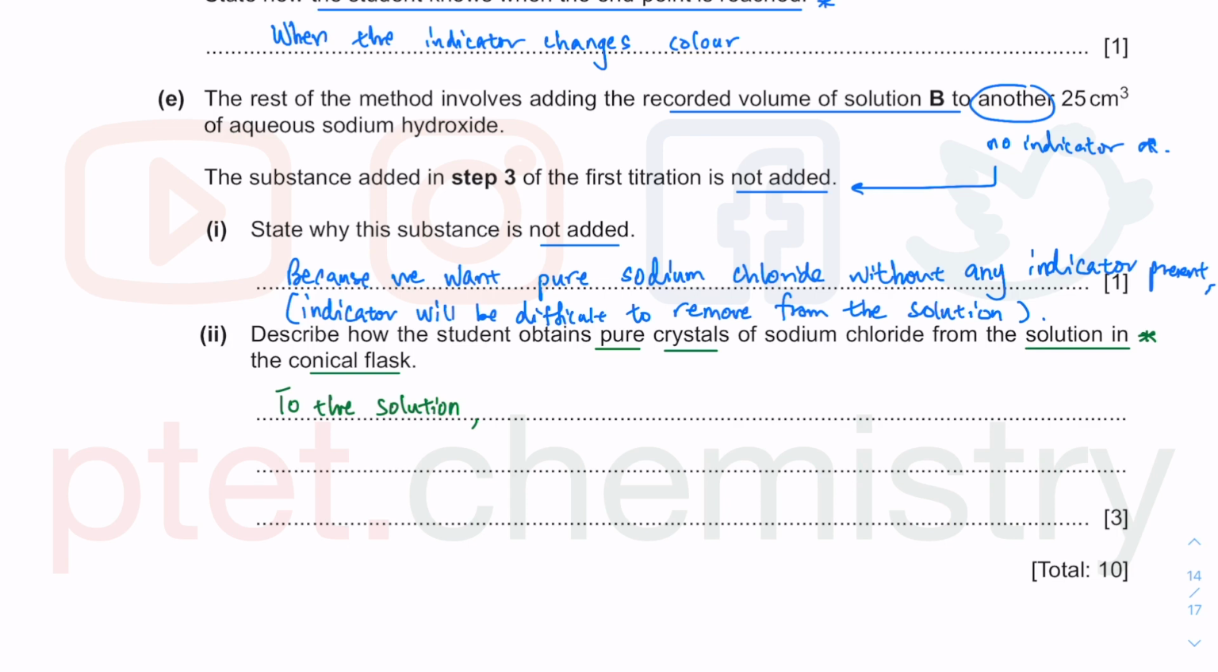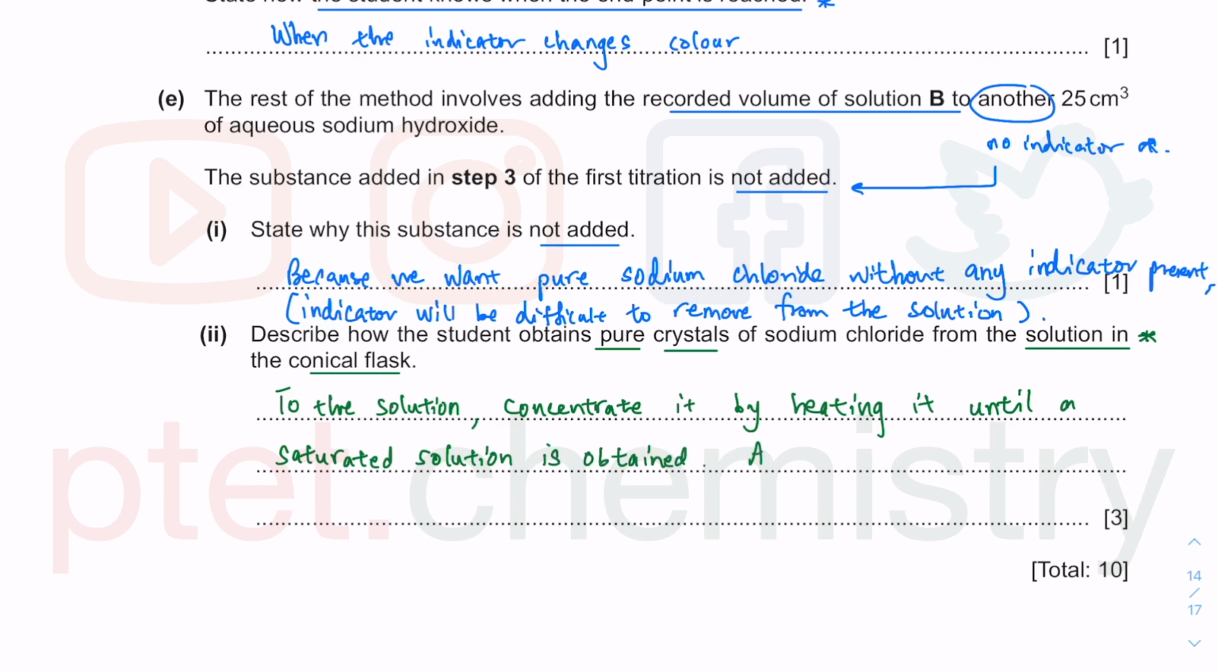To the solution, concentrate it. So concentrate it meaning to say by heating it until we get a saturated solution. By heating it until a saturated solution is obtained. So earlier in this paper, you were asked on the definition of saturated solution. So it's basically a solution where you have the most amount of solute in a solvent at a particular temperature. So until a saturated solution is obtained.